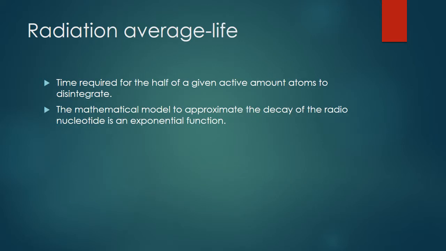Radiation average life. The radiation has a half-life, which is called the average life period of disintegration of radioactive material, and it refers to the time required for half of a given amount of active atoms to disintegrate. The model that best fits this behavior is an exponential decay, as shown in the image.